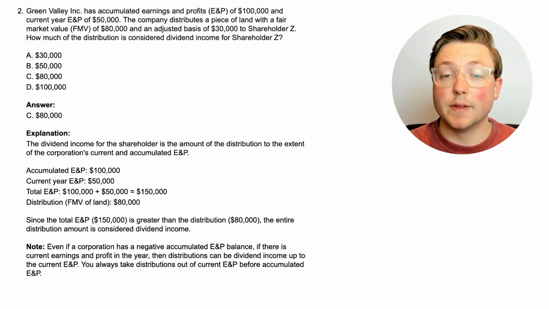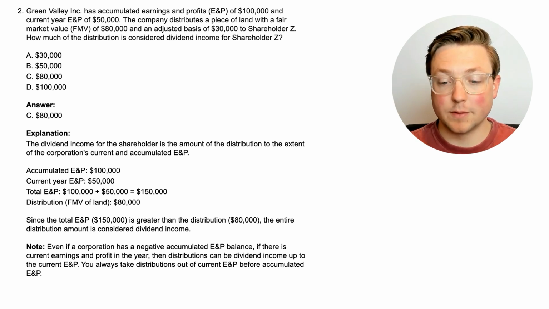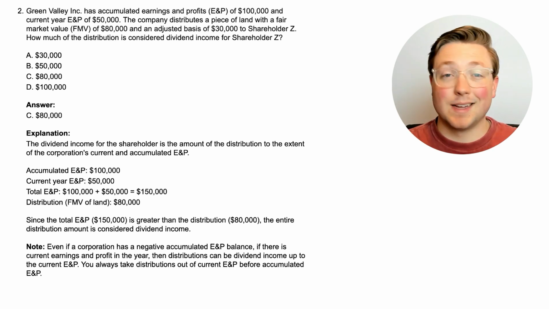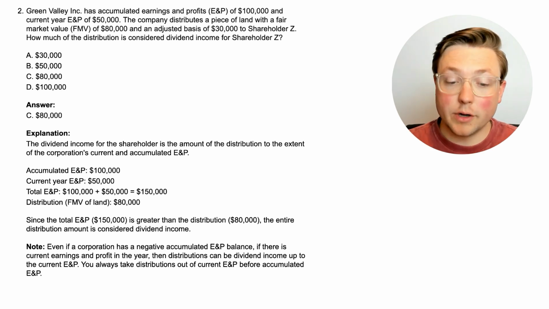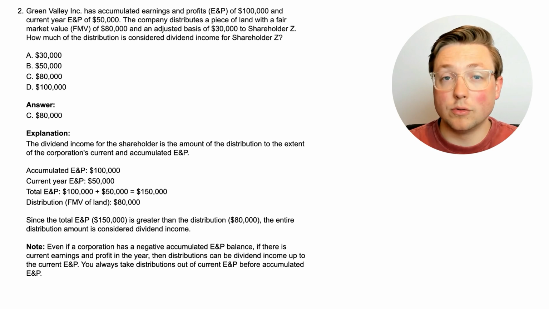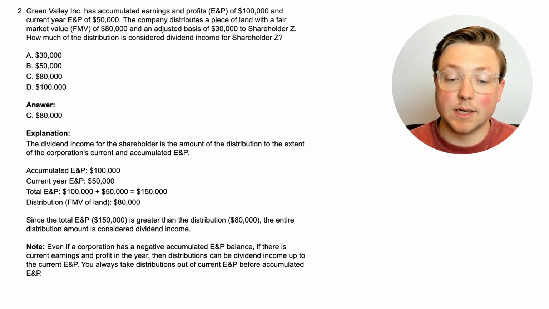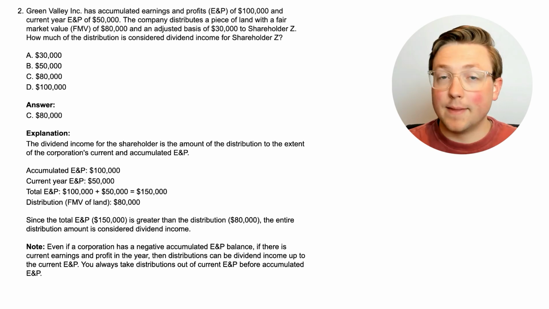And again, we're going to build on this to see what else can happen in these cases. But one thing I wanted to note, even if a corporation has a negative accumulated earnings and profits balance, so let's say they had like a negative $30,000 E&P accumulated from previous years, they can still have current year earnings and profits, and that can be used to count as dividend income from these distributions. And that will maybe make a little bit more sense with the next few questions.